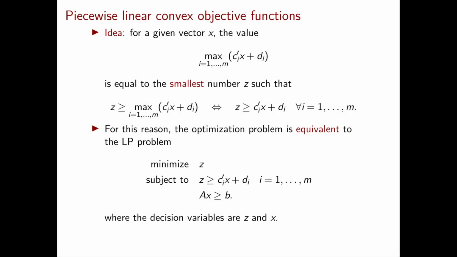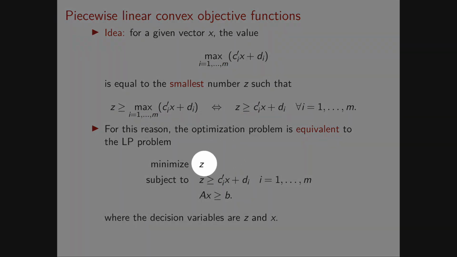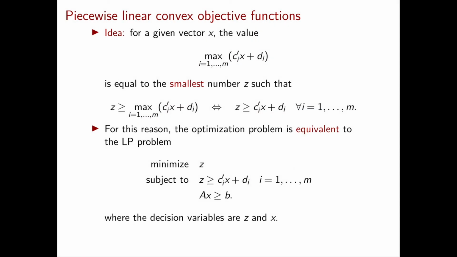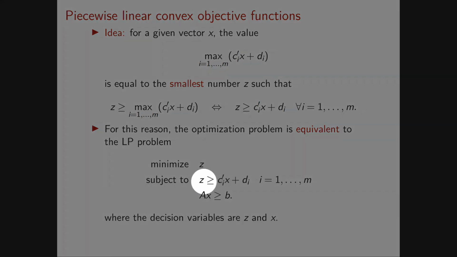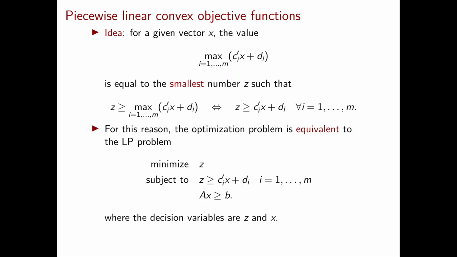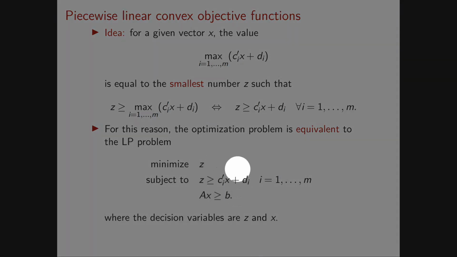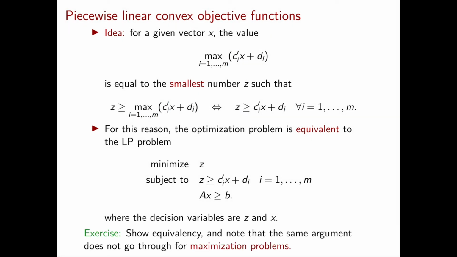So we replace the max in the objective with z, which is to be minimized, and we add among the constraints all the m linear constraints that we have just introduced. Clearly what you have obtained is a linear programming problem. What you can check is that this linear programming problem is in fact equivalent to the original problem. And I'm going to leave this as an exercise for you.